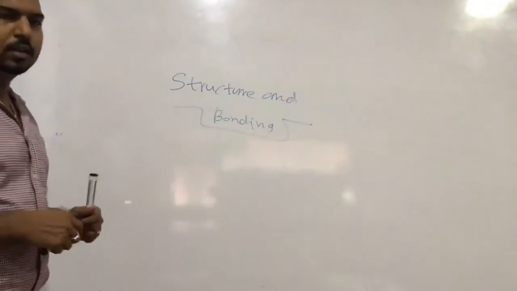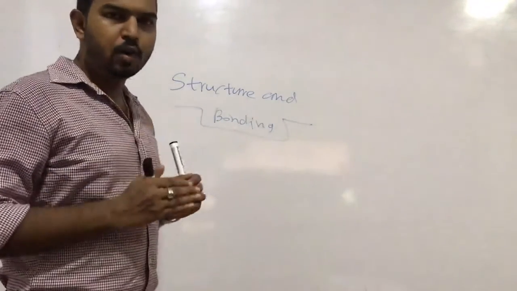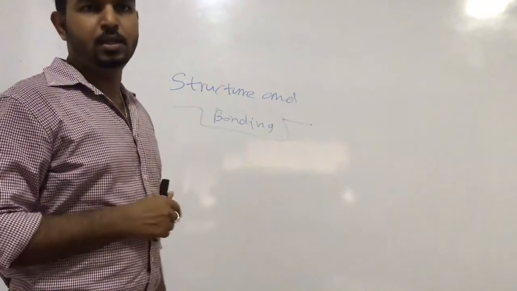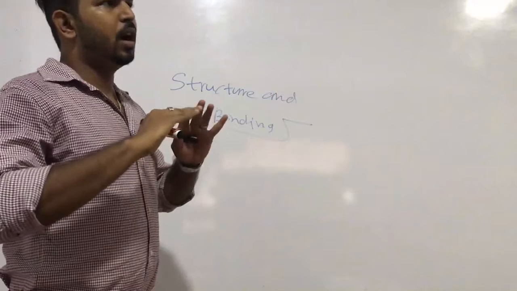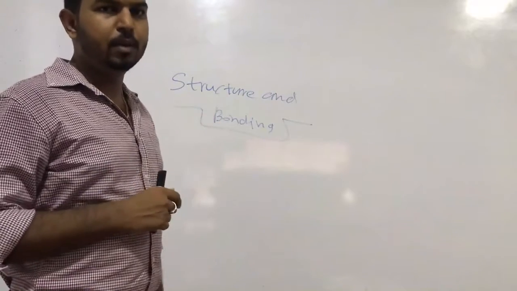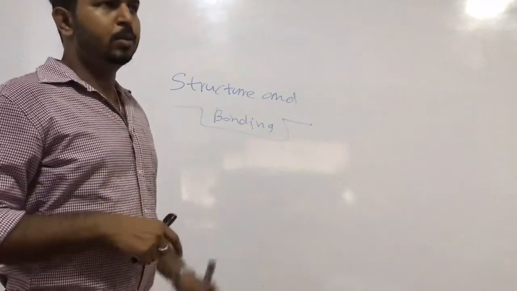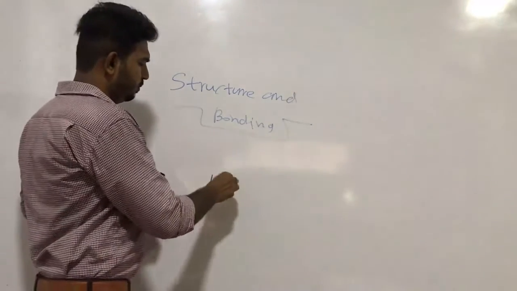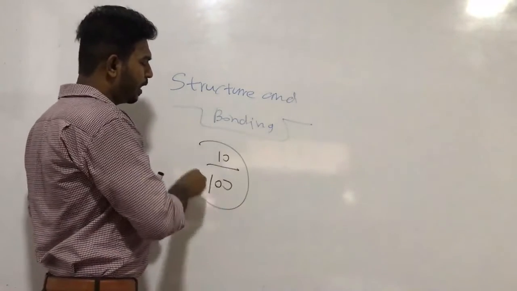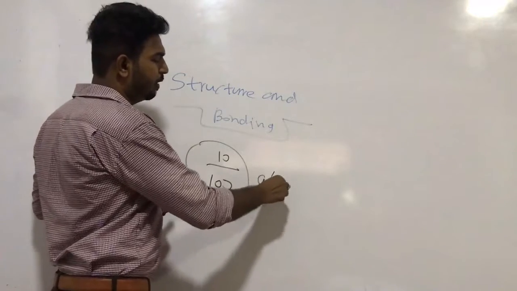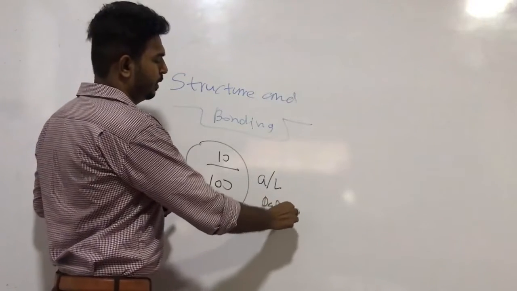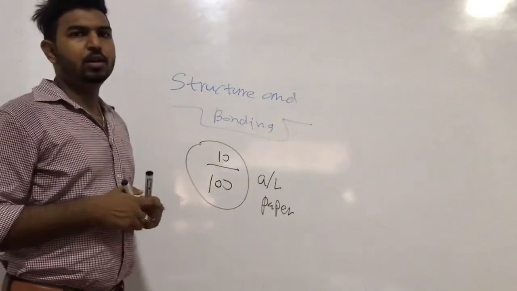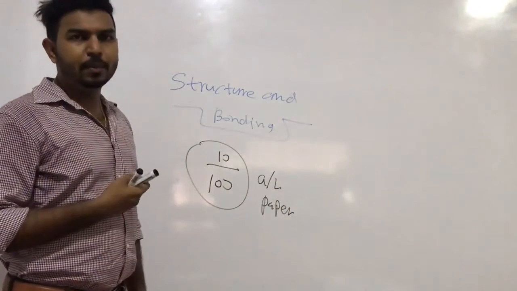Today in this lesson, we are going to see how chemical bonds are formed and then how to draw shapes of chemical bonds. From this lesson, you will get 10 marks out of 100 of your A-level paper.